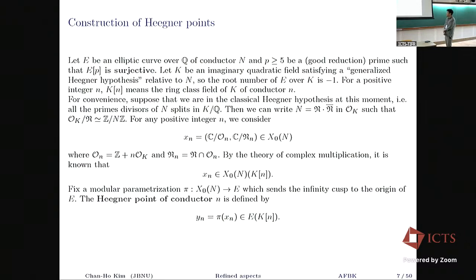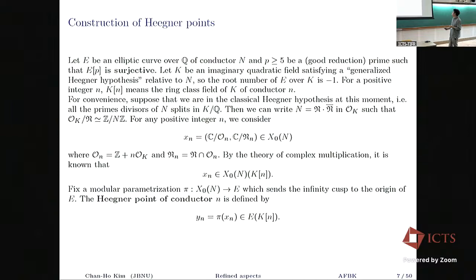So first, we go through the Heegner points. Let E be an elliptic curve over Q of conductor N, and p larger than 3. Let me just assume p is a good reduction prime for convenience. But we will always assume this torsion Galois representation is surjective. And let K be an imaginary quadratic field satisfying the generalized Heegner hypothesis relative to this conductor N. So we'll always have the root number of E over K is -1.